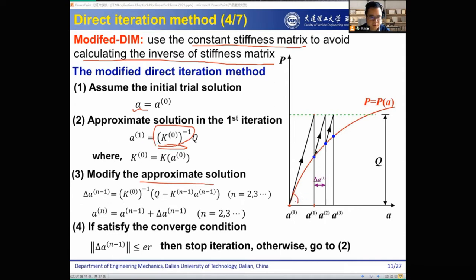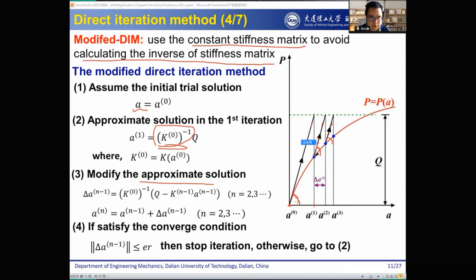You see this line is parallel to this line, and this line is also parallel to this line, which means we're using the same slope to do the iteration. By using this idea, we don't need to calculate the inverse of the stiffness again and again, so we already use the previous one. Using this idea, let's see how it iterates to the solution.